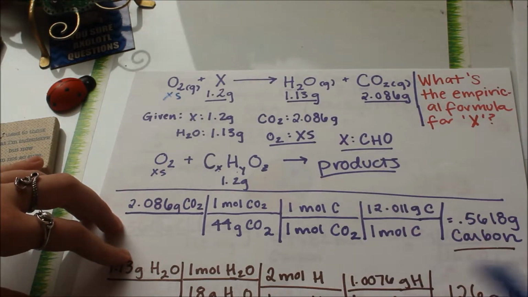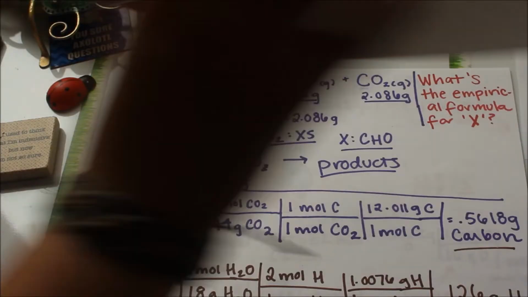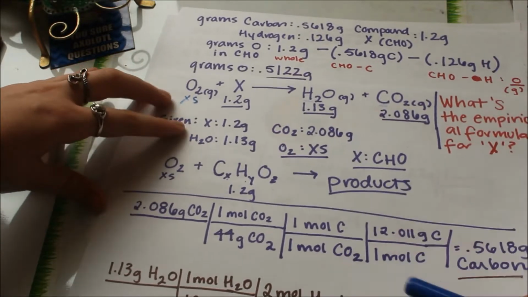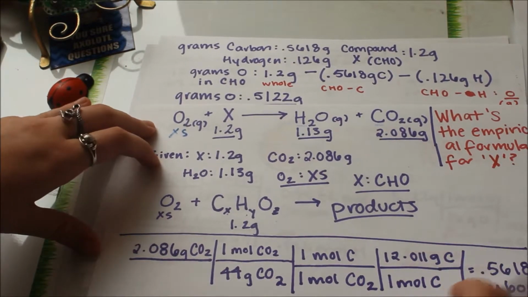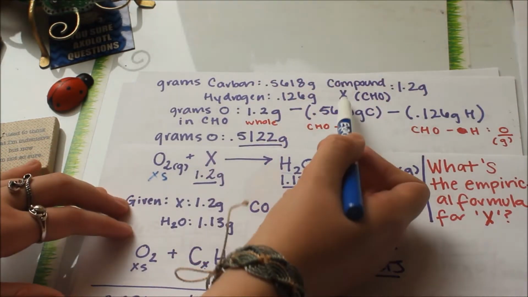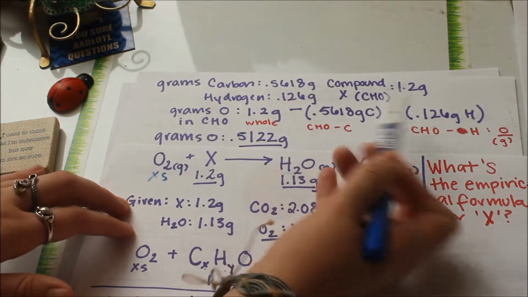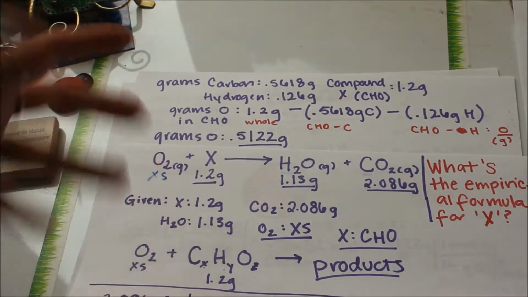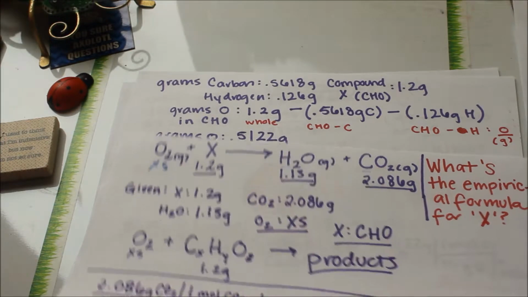Now we need to find the grams of oxygen released from X, and the way we can do that is simply by subtraction. We have our grams of carbon and hydrogen, and we have our total grams of X, so we can just subtract what we know and find grams of oxygen. Hopefully that's pretty straightforward.